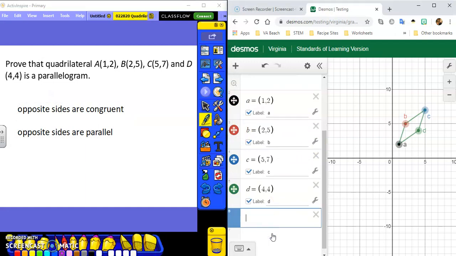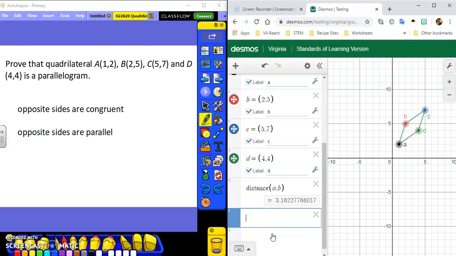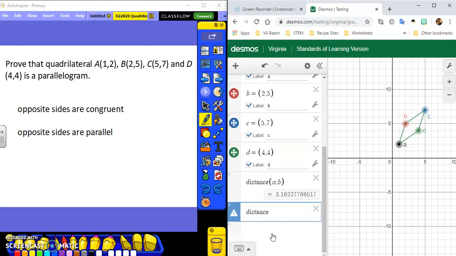So I'm going to use Desmos to help me out a little bit here. And I'm going to do my distance formula, and I'm going to do the distance from A to B. So I just put A comma B, but again, that's where the capitals come in play. And I'm going to do the distance from D to C. Now, I do those first because those are opposite of each other. They're congruent, so that works.